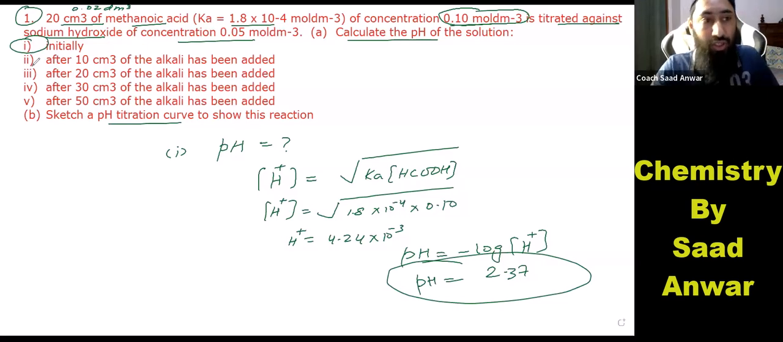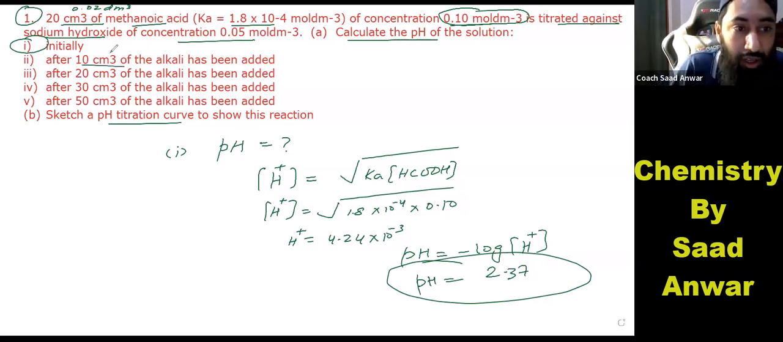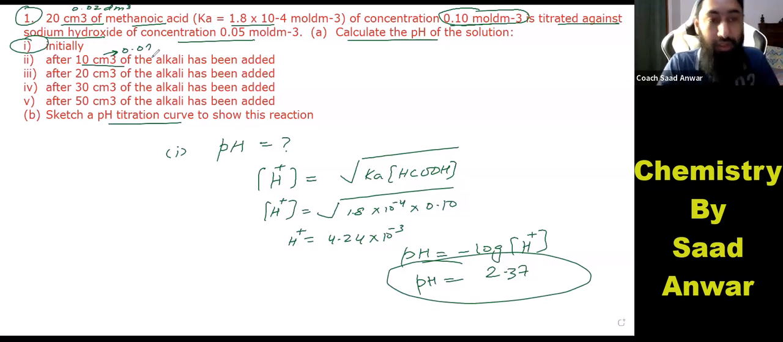Second one, its pH after 10 cubic centimeter, which means 0.01 cubic decimeter, if I am not wrong. So I need to divide 10 by 1000. Yes. So the alkali has been added now, and I have to find pH. This is a bit challenging question. In your OCR A-level chemistry, you can find a worked example calculating the pH of a buffer solution made by partial neutralization. So here we need to recall the concept of partial neutralization.